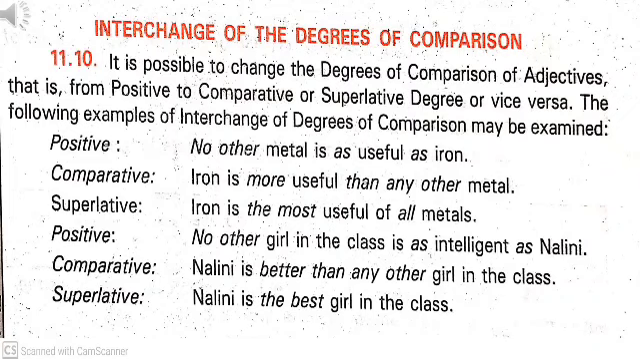Students, in these 3 sentences, different degrees of adjectives are used. In the first sentence, positive degree; in the second, comparative degree; and in the third sentence, superlative degree is used. But the meaning of these 3 sentences is the same. Means to say, we can use any degree of comparison to convey the same meaning. Students, remember, when we use the comparative degree, then the word than is used. Than is used after the comparative degree, and the is used before the superlative degree.